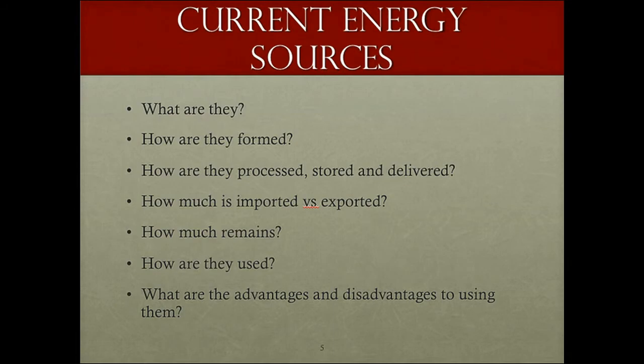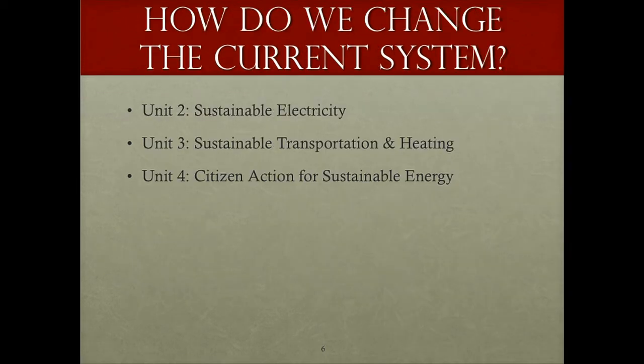The remaining readings and videos will help you answer these questions about the current major energy sources used in the U.S. and world energy systems. What are they? How are they formed? How are they processed, stored, and delivered? How much is imported versus exported? How much remains? How are they used? And what are the advantages and disadvantages to using them? This information will help set the stage for understanding how we can change current systems to make them more sustainable.